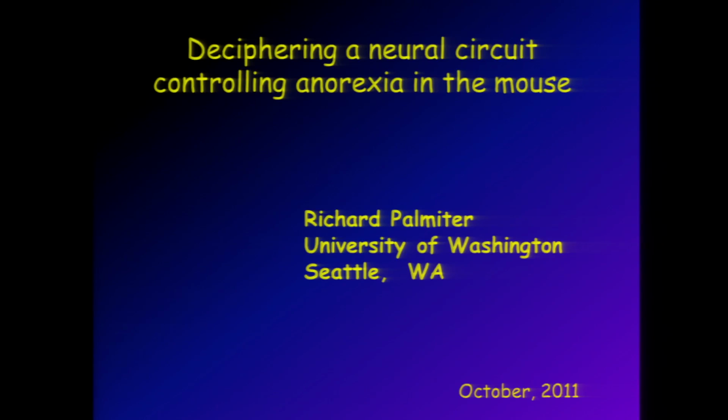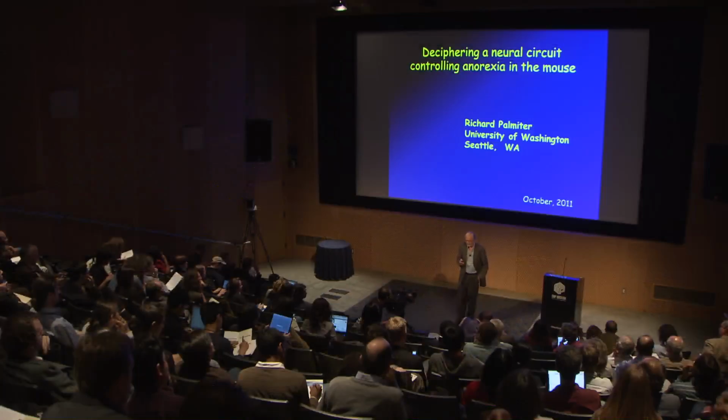So we're particularly interested in using genetic techniques in the mouse for dissecting neural circuits and the neurotransmitters involved in those circuits to control interesting behaviors or physiological processes.